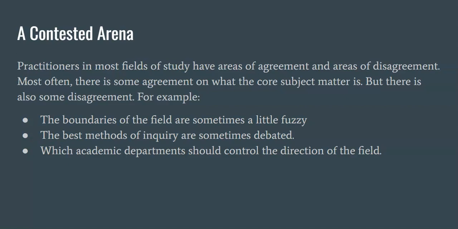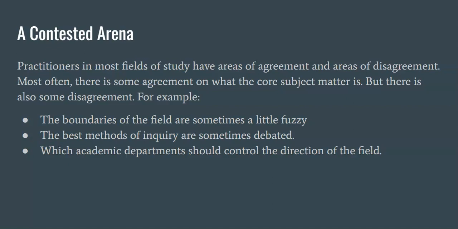In most fields, there's some overlapping agreement on what the core subject matter is, but also disagreement. And the kinds of disagreement can be as follows, right? So the boundaries of the field are sometimes a little fuzzy. That's to say, what counts as within the field. So, for example, biology and chemistry have a fuzzy boundary at some level.